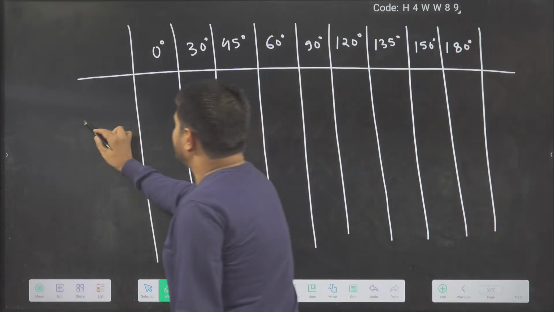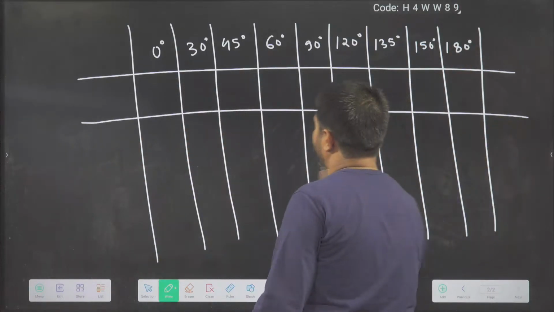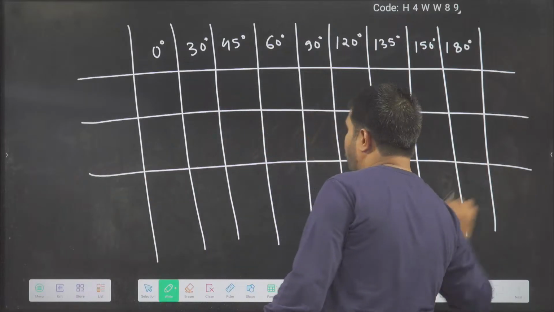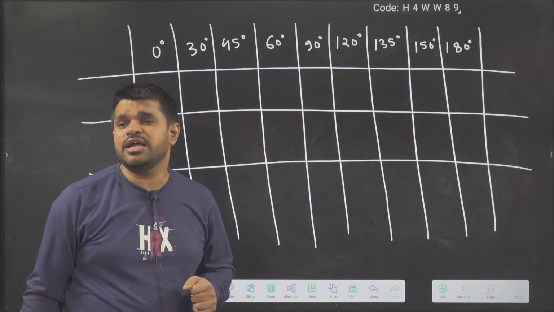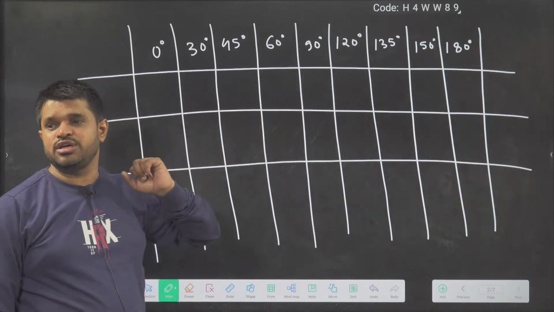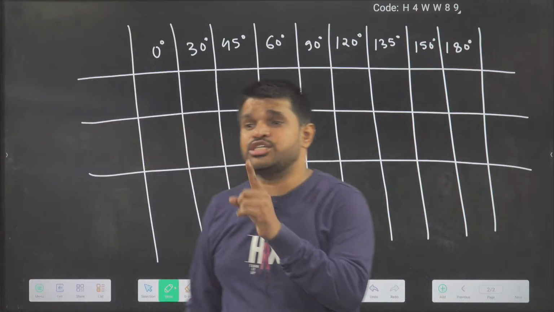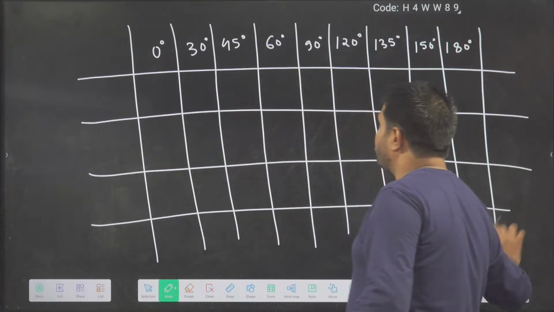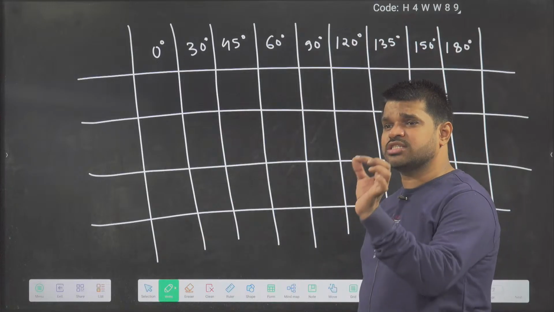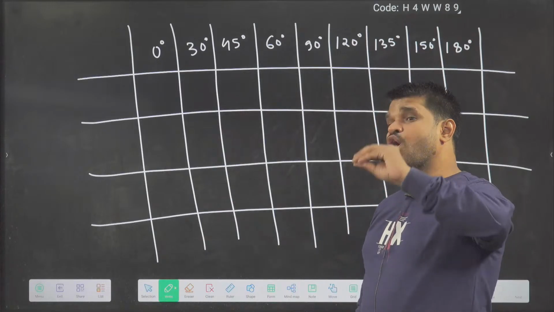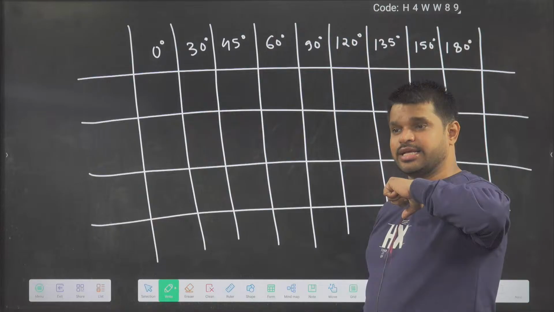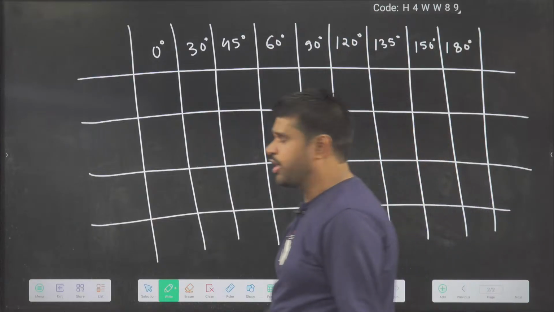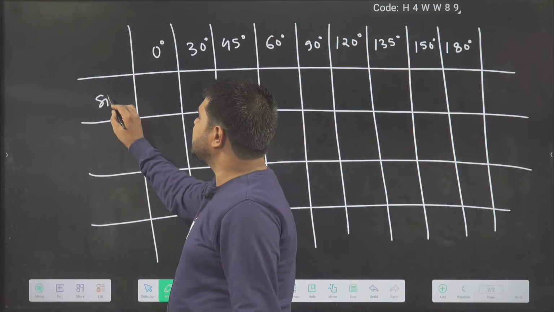Okay. I am going to write three ratios only. Because the other three ratios are reciprocals of these three. So I am going to write the ratios sine, cos, tan, and cot, sec, cosec are reciprocals of them. So you can decide. Okay. So first of all, sine theta.